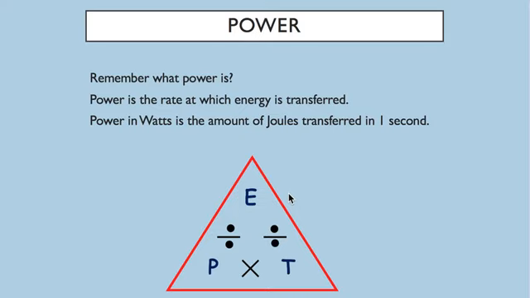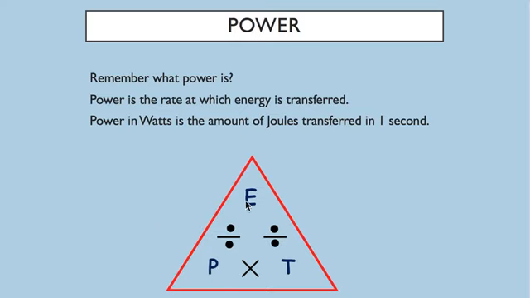Now, you might use a triangle to work this out. So if I wanted to work out how much power something had, I would be able to cover over P there for power, and then that would be the energy transferred divided by the time taken. If I wanted to find out how much energy is being transferred, it would be the power rating times the time. And if I wanted to find out how long something's been on, if I know the energy and the power, I'd cover over T, and it'd be the energy divided by the power.